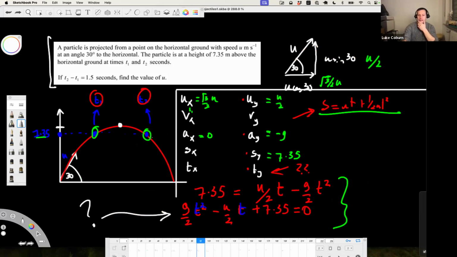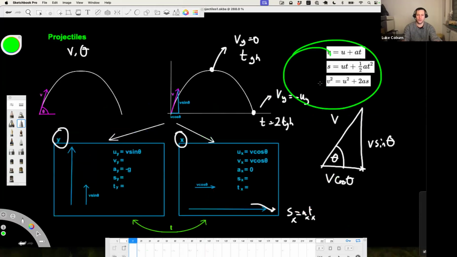The hard bit is mostly here, in my opinion. It's knowing, okay, and it's also the two different times. How will we get two different times? Why would two different times come up? It's 7.35. The particle will go up past it, and will come back down past it, right? So that's how we can get two times out. But where can two different times come from? Well, they can come from a quadratic. And which of these rules is a quadratic? It's that one. So you see what I'm saying?